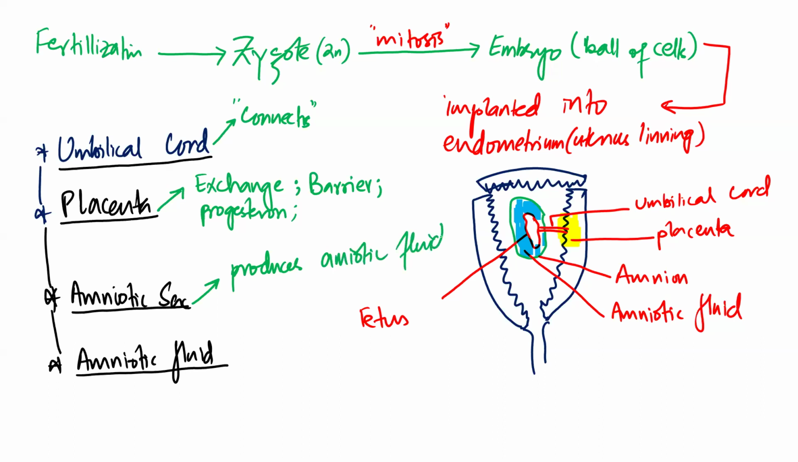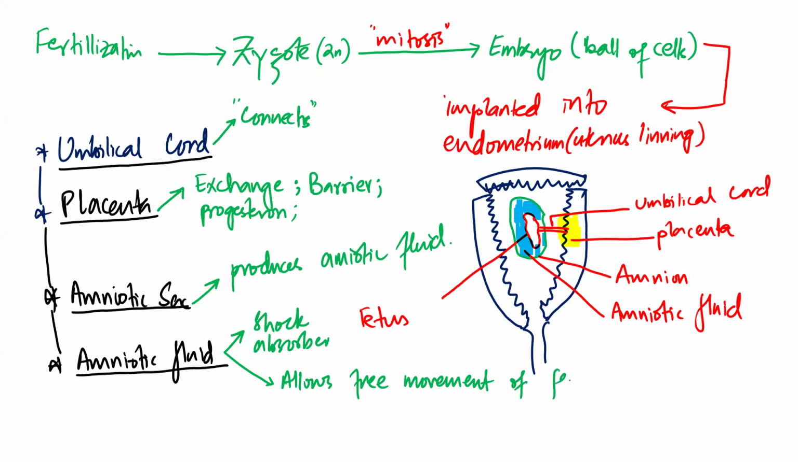Shall someone tell me what amniotic fluid does? It does two very important things. One, it's a shock absorber. It protects the fetus. If a pregnant lady is into sports or something and gets hit, this will save it. Secondly, it allows free movement of the fetus in the uterus because it is frictionless.